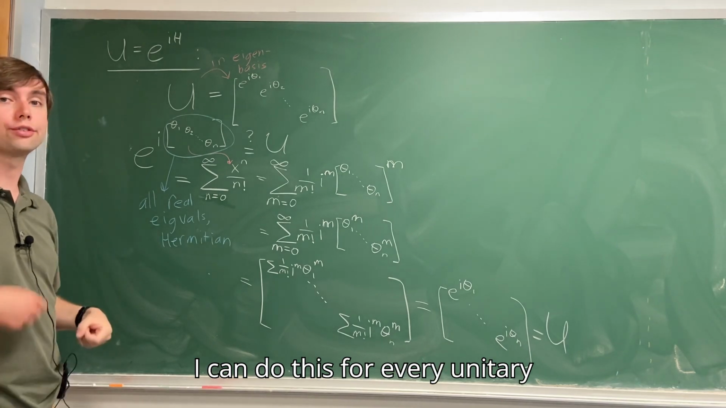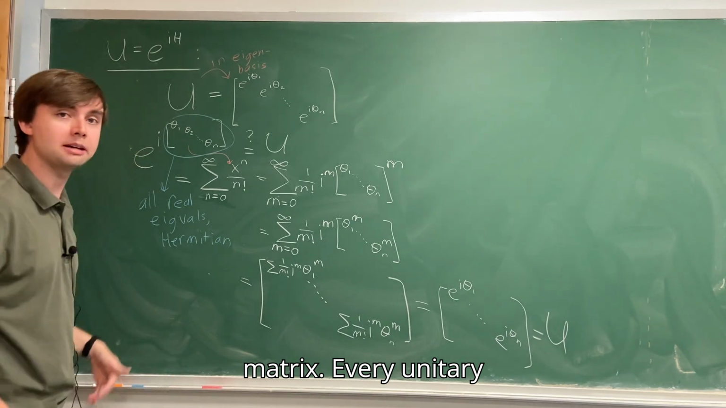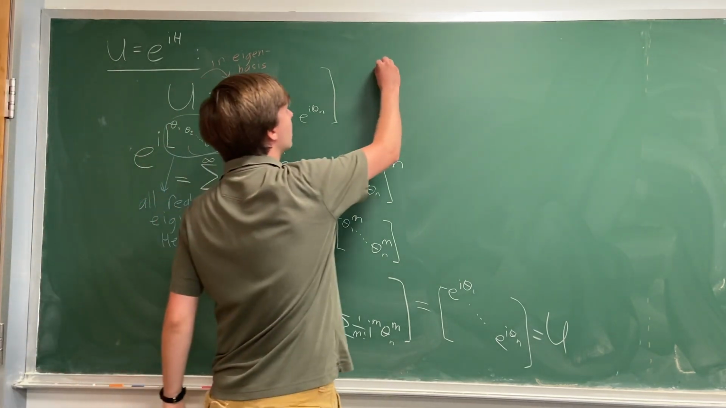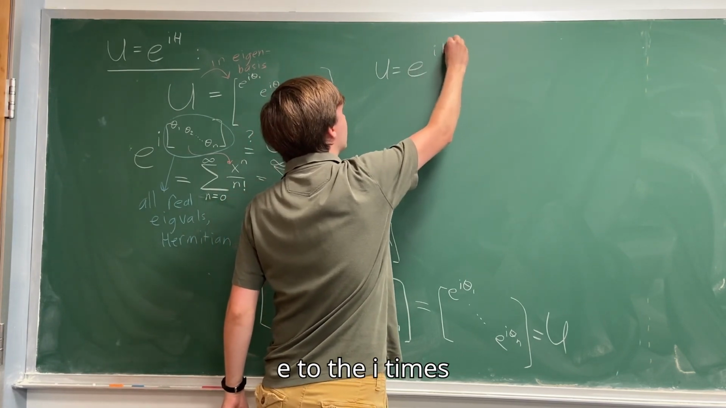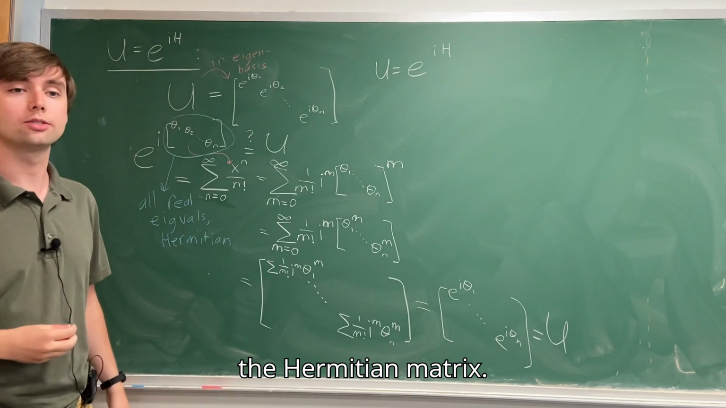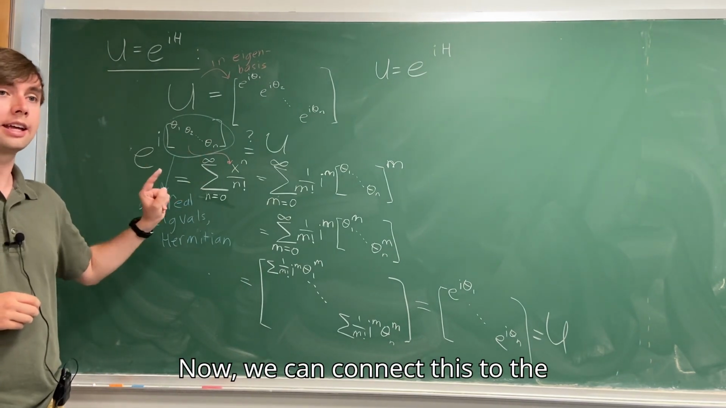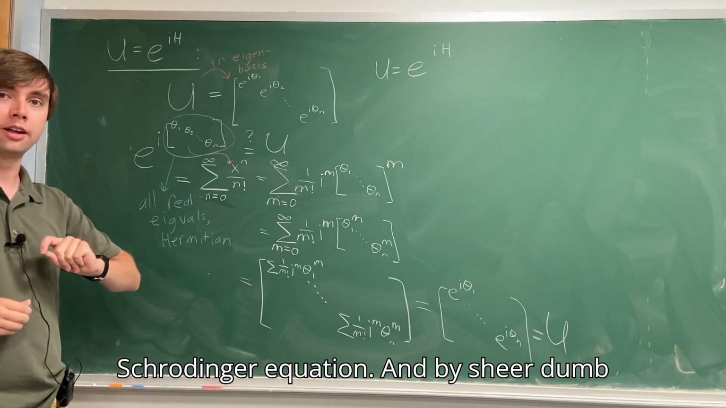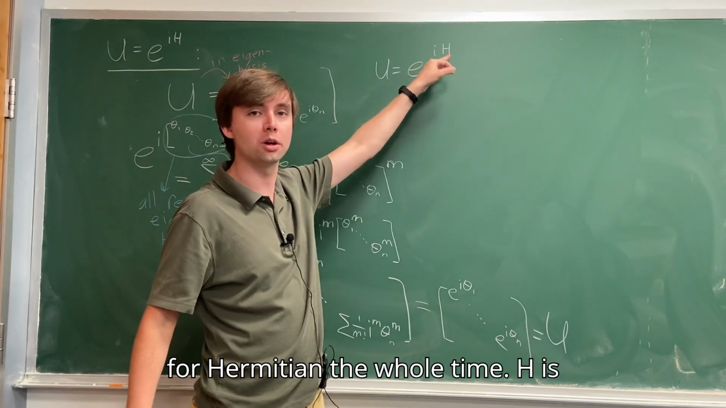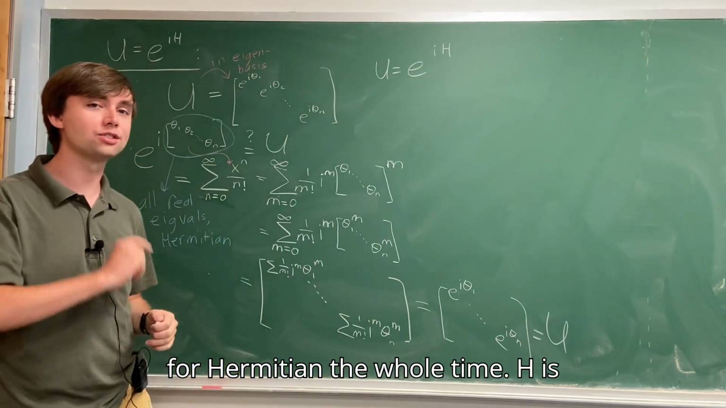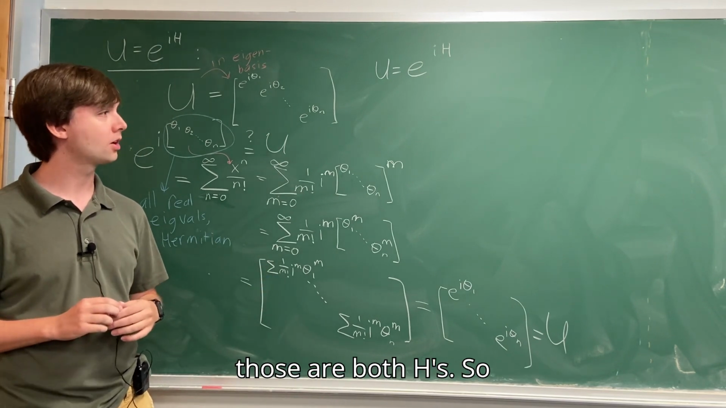So I can do this for every unitary matrix. Every unitary matrix is secretly e to the i times a Hermitian matrix. Now we can connect this to the Schrodinger equation. And by sheer dumb luck, I have been calling H for Hermitian the whole time. H is also going to get to stand for Hamiltonian, and it just so happens that those are both H's.